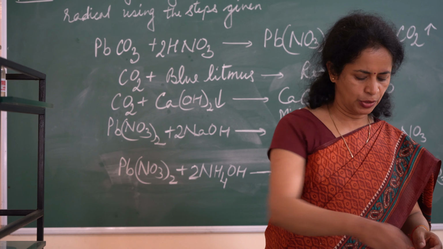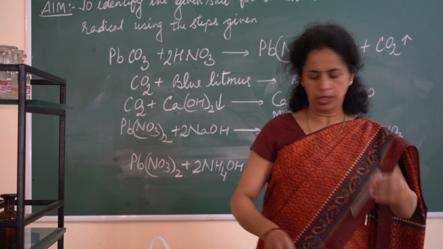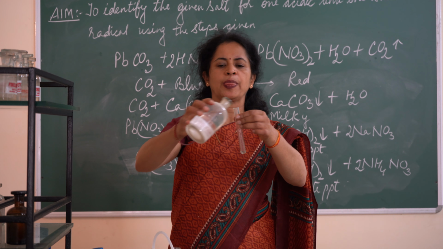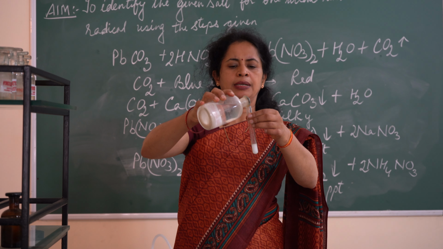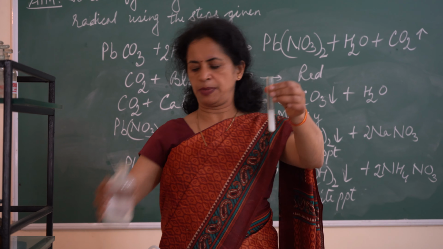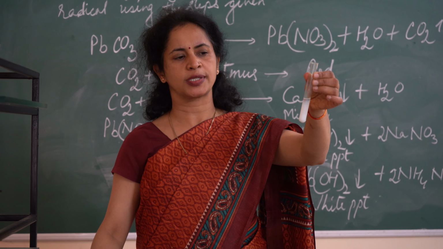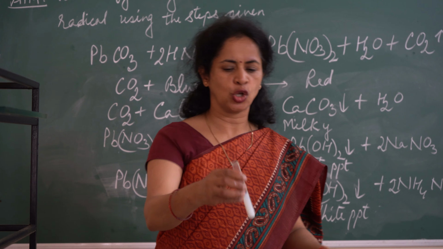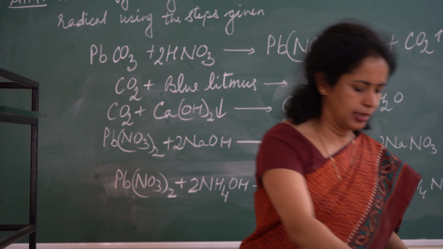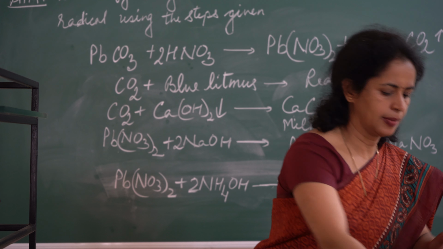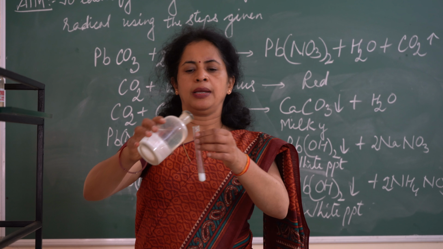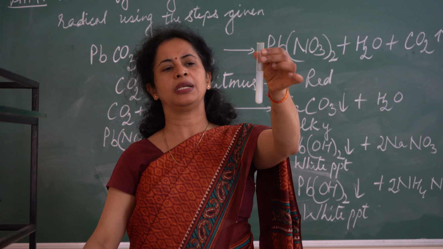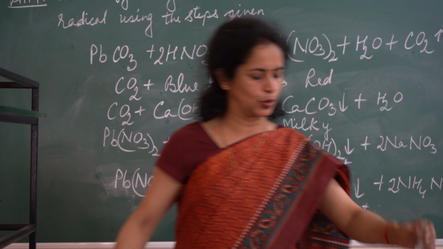Take the second part of that solution and add ammonium hydroxide solution to it. Again we get a white precipitate on adding ammonium hydroxide. Formation of this white precipitate, which is insoluble in excess, add excess of ammonium hydroxide to it. It is insoluble in excess of ammonium hydroxide.